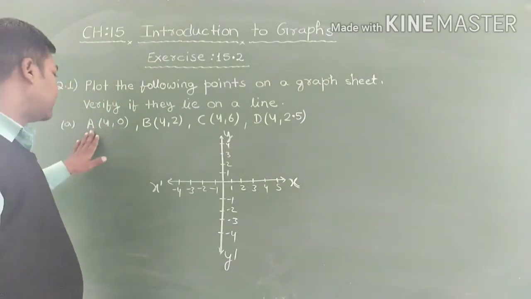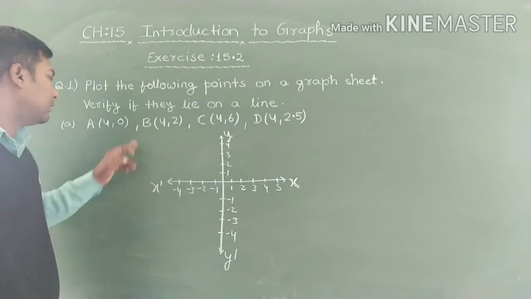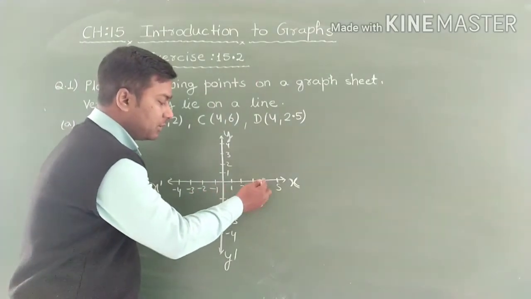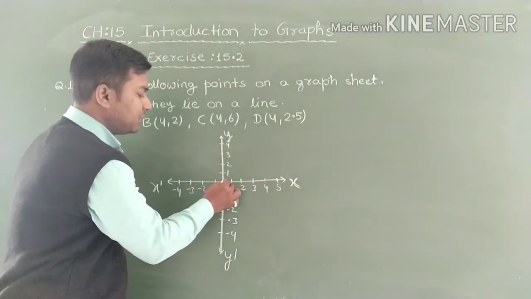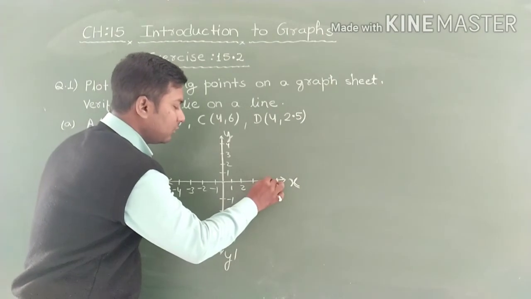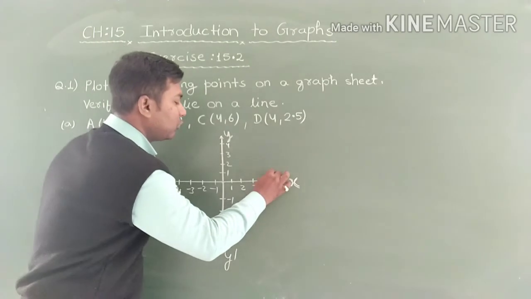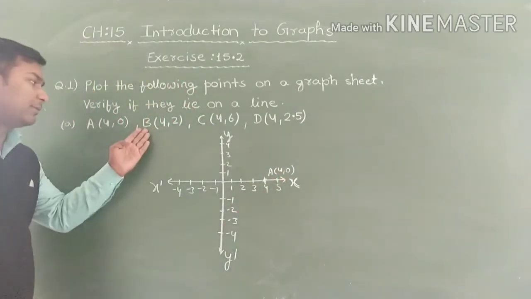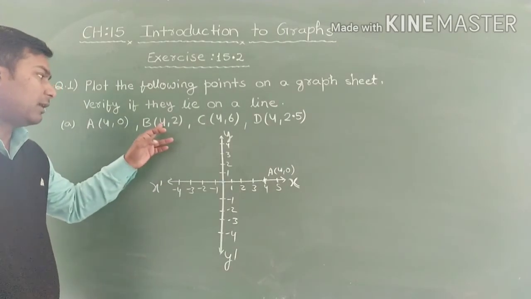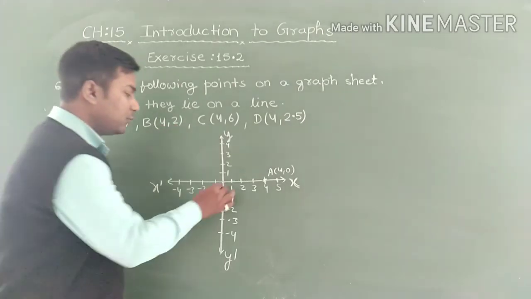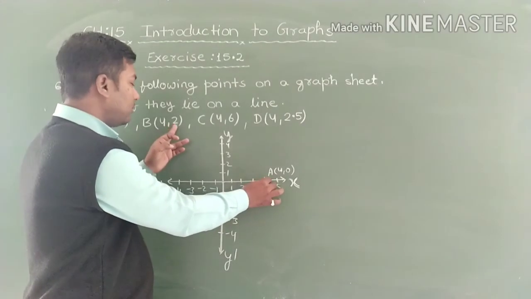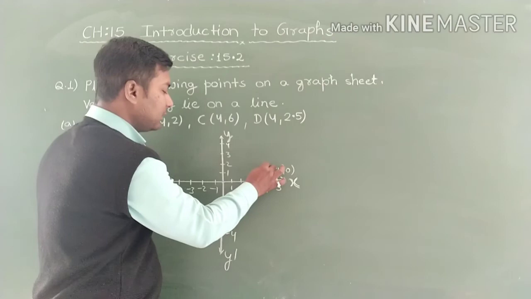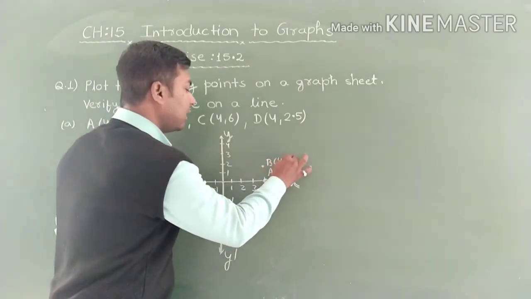Now see here, the first point A is given 4, 0. Okay, so the x coordinate is 4 and y is 0. So x is 4, so this one is positive 4 and y is 0, so this coordinate 4, 0 will be at this point. Okay, so this point is point A, it is 4, 0. Similarly, point B is given 4, 2. So 4 is on the x-axis and 2 is on the y-axis. So this will be 4 and y, that is 2. So positive 2, so it goes upward. So 1 and now 2. Okay, so this one is 2 and this one is 4. So this will be point B and it will be 4, 2.